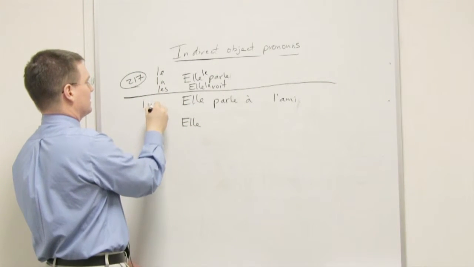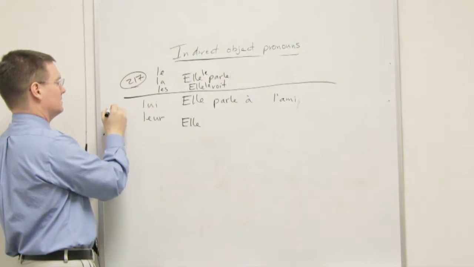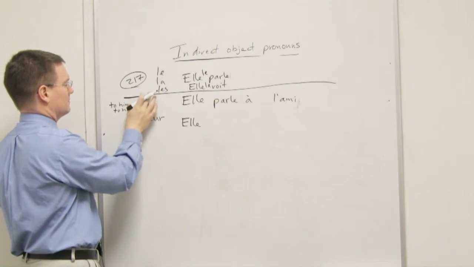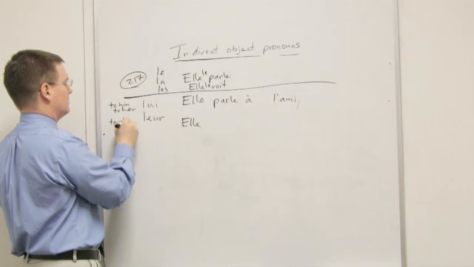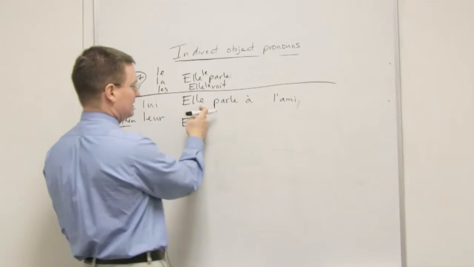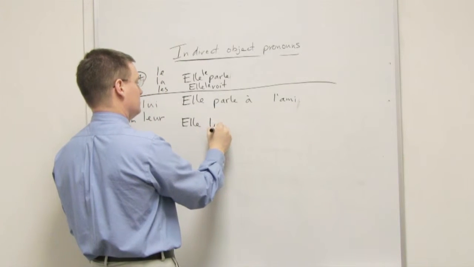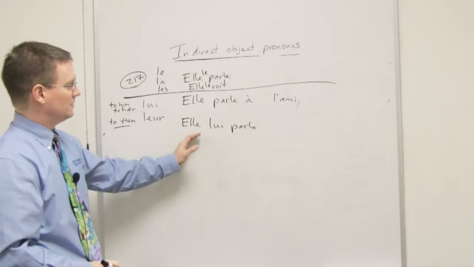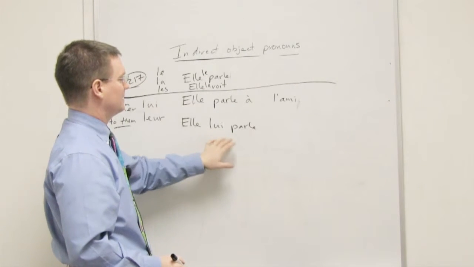Indirect object pronouns are lui and leur, or these are some of them at least. Lui means to him or to her, depending on what you're replacing. And leur means to them. Generally, it could be to them, masculine or feminine. So she speaks to the friend. She speaks to him. It would be elle lui parle. Isn't that interesting? So notice the same placement. You always place these in front of the verbs that they modify. She speaks to him.